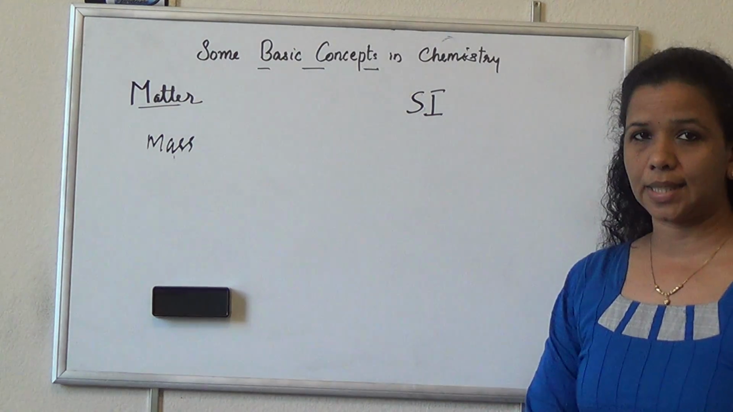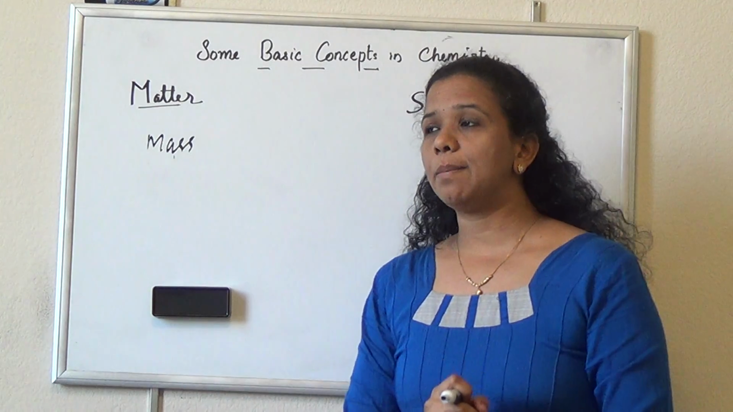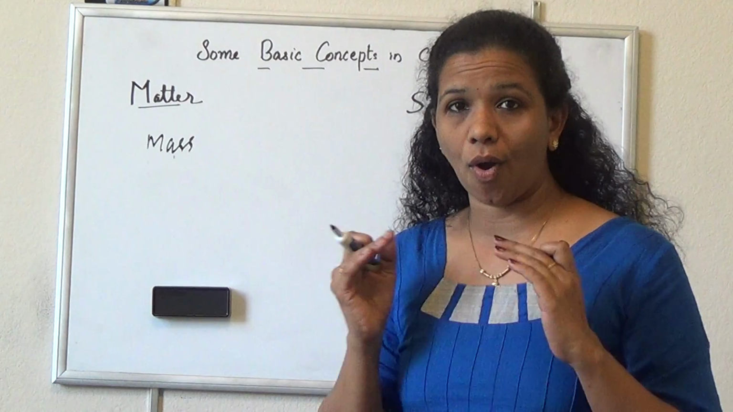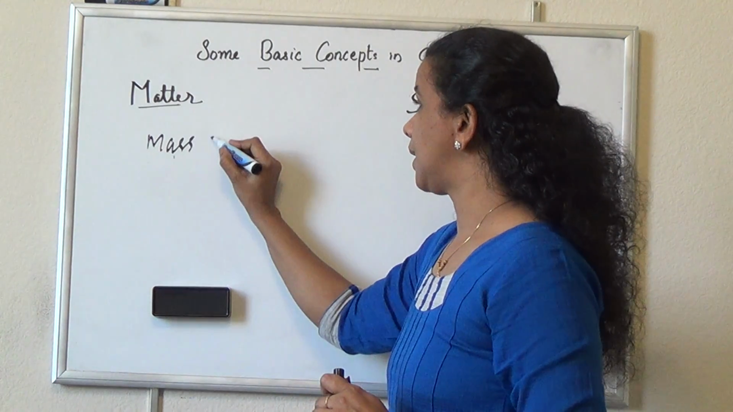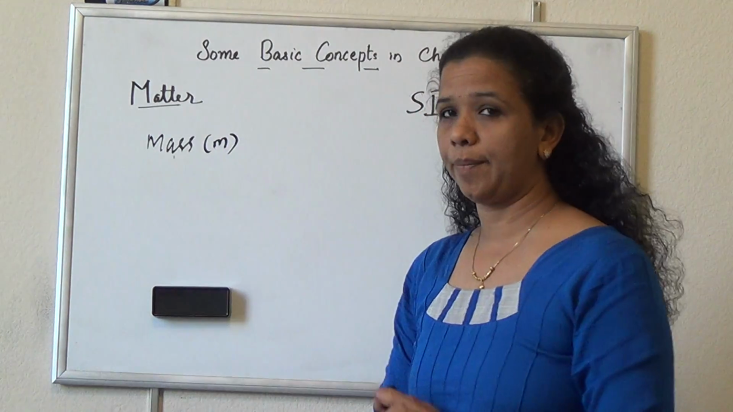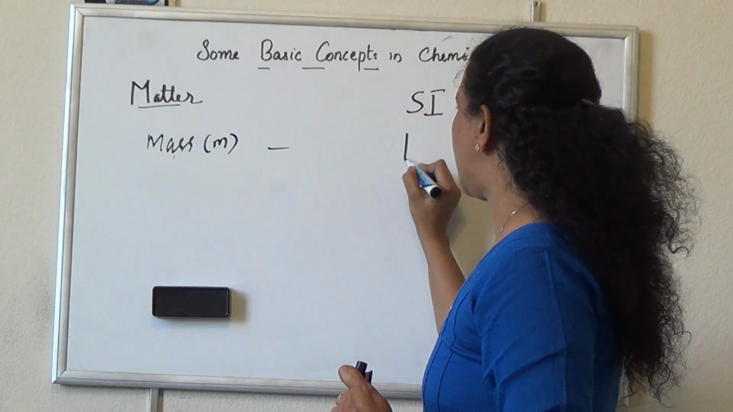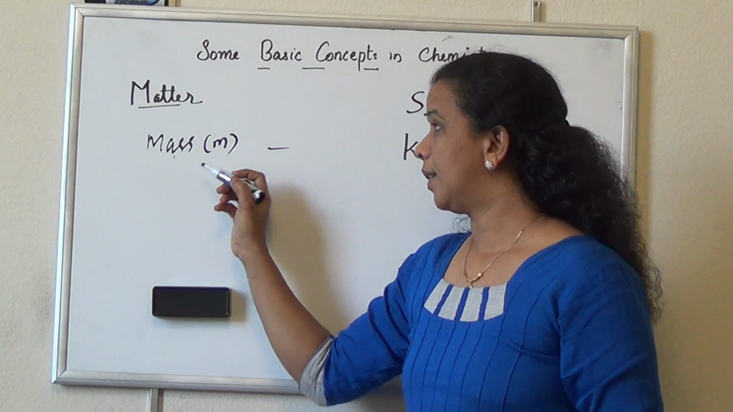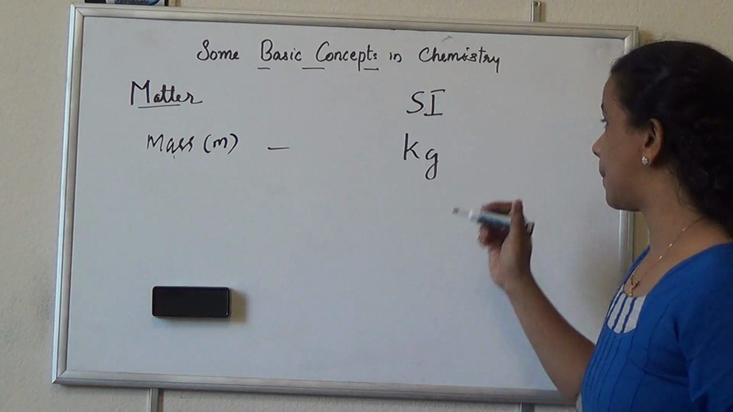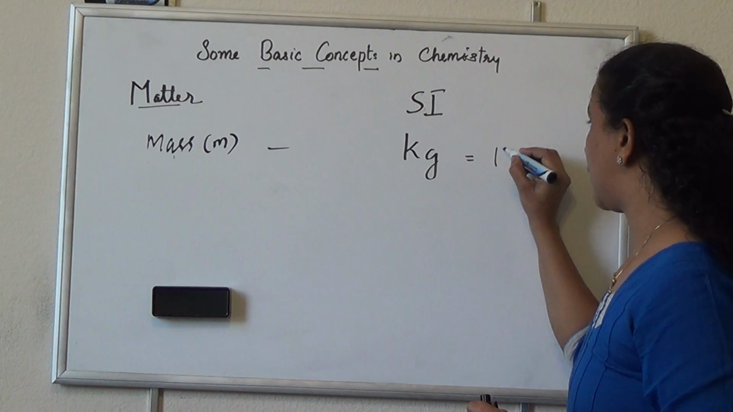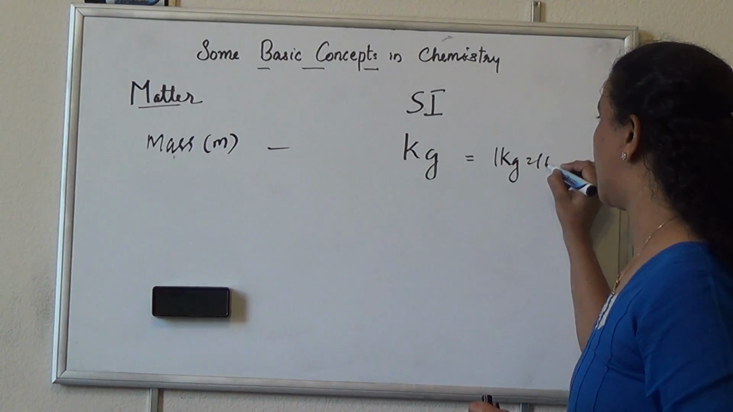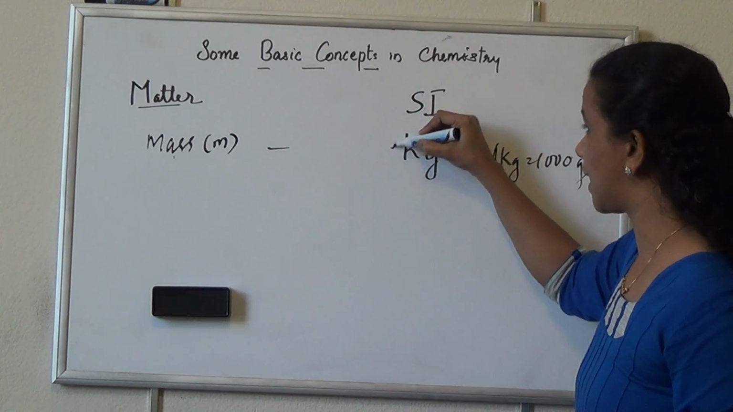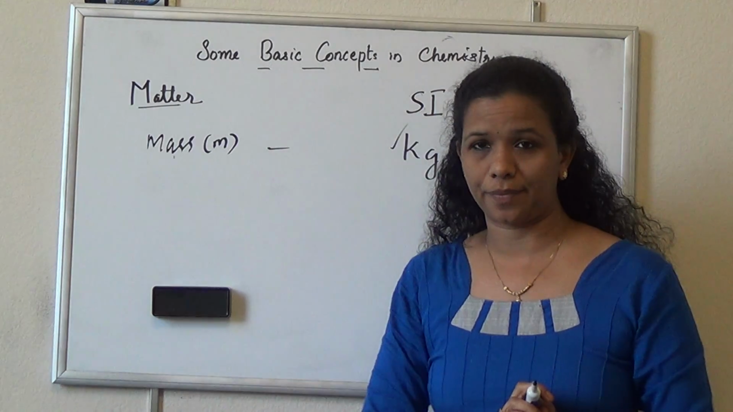We know mass. What is mass? Mass is the amount of matter present in a substance. It's a constant always. Mass is represented by the letter M, and its SI unit is kilogram. For a small amount of substance, we know that 1 kilogram is equal to 1000 grams. That is also used, but the SI unit of mass is kilogram.